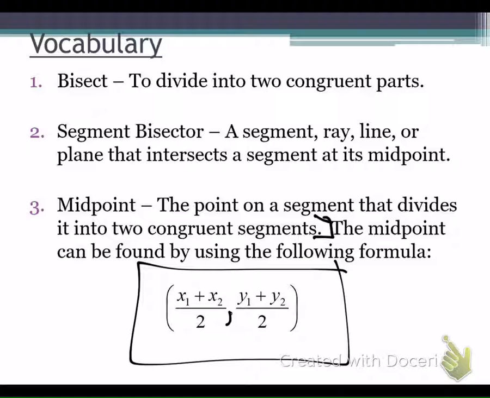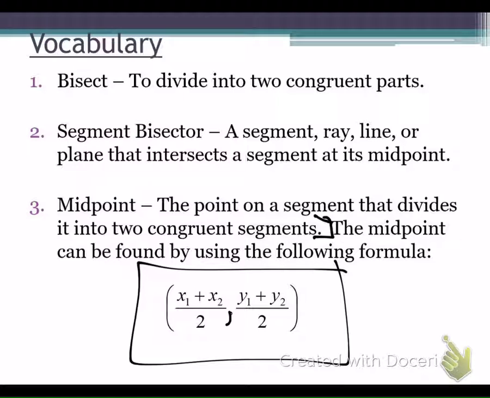Okay? So bisect is just the act or the verb of cutting something into two congruent parts or dividing it into two congruent parts. A bisector is actually what is causing the segment to now have two congruent sides. So you can bisect a segment using another segment, a ray, a line, or a plane that intersects a segment at its midpoint. And midpoint is that point that's right in the middle of the two equal parts. Okay, so when you're right in the middle of the segment, that point is called the midpoint. It's like in the middle of the segment.